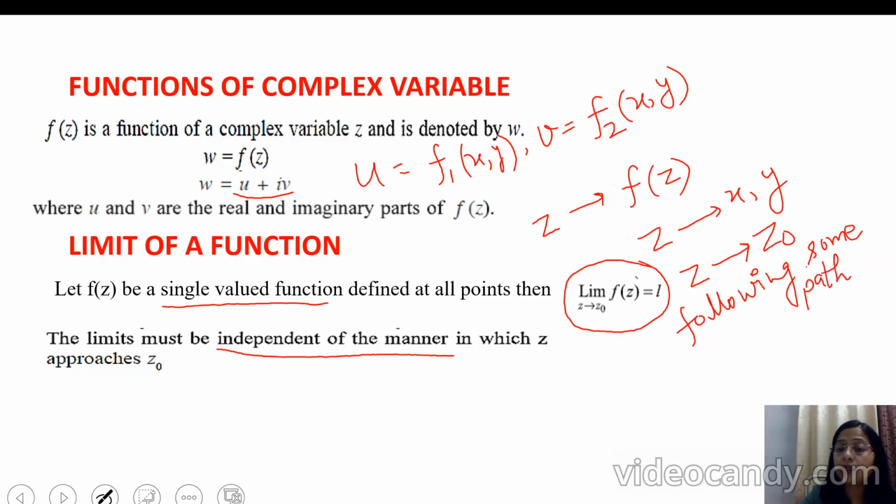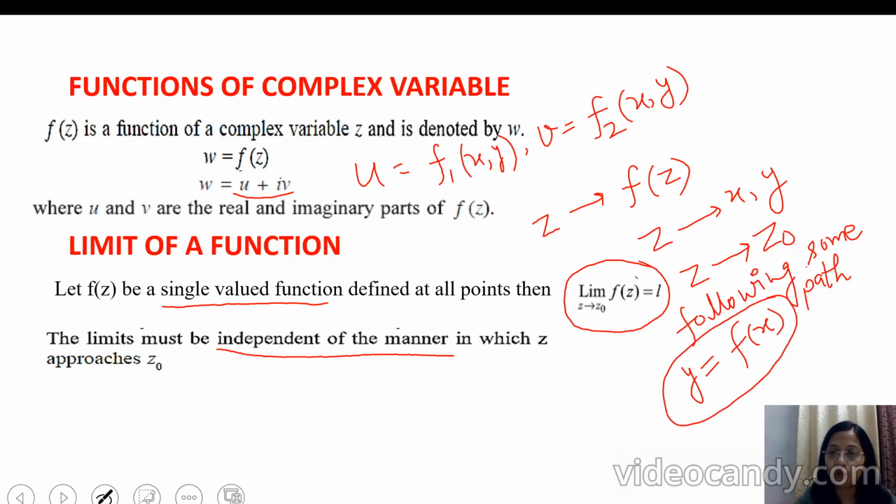So, and that path would be what? Some y as function of x. So this may be any path. Whatever the path followed to take z tends to z naught, this limit should be unique. It should not change. Then we call that limit, as z tends to z naught, f(z) is equal to L, which is unique. Then the limit of this function of z exists.